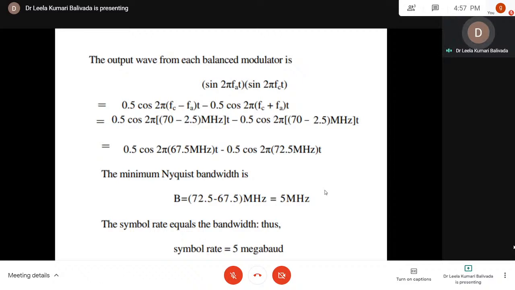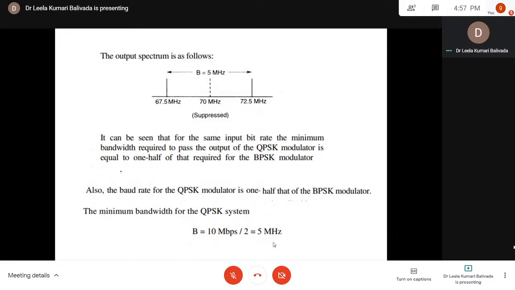And the symbol rate equals the bandwidth. So the symbol rate or baud rate equals 5 mega baud. This is the output spectrum: 70 megahertz is the carrier frequency, 72.5 megahertz is the upper sideband frequency and 67.5 megahertz is the lower sideband frequency. The Nyquist bandwidth is 5 megahertz, the difference between USB and LSB.